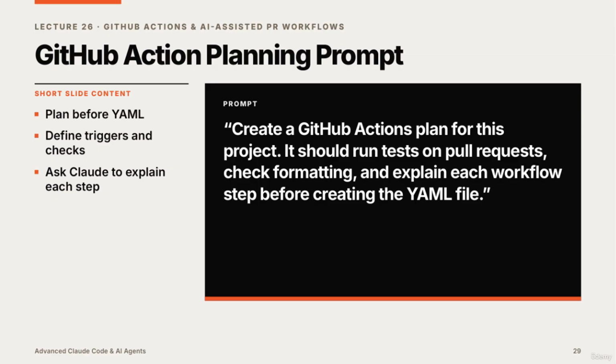Next, establish the checks you want to run, such as running tests and verifying code formatting. Once you have this plan solidified, you can ask Claude, an AI assistant, to explain each step of the workflow in detail. For example, you might prompt Claude with something like, create a GitHub Actions plan for this project. It should run tests on pull requests, check formatting, and explain each workflow step before creating the YAML file. This approach combines thoughtful planning with AI assistance to ensure clarity and effectiveness before you dive into the actual code.